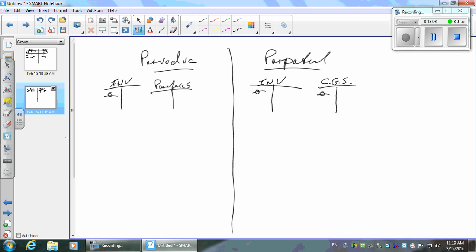Under perpetual, what would you have done, guys? This is merchandise inventory. We usually call it that. Yeah. Debit merchandise inventory for the 100. Absolutely. That's what you do. So we debit merchandise inventory for 100,000.